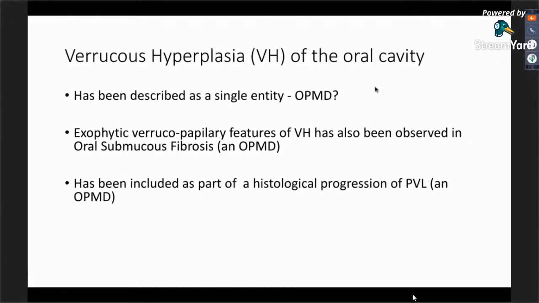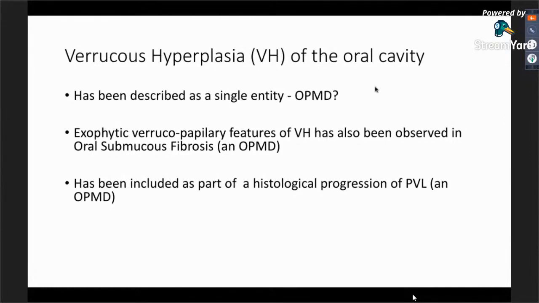Exophytic verrucopapillary features of verrucous hyperplasia has also been observed in oral submucous fibrosis. Therefore, this is part of an oral potential malignant disorder, and it has been included as part of a histological progression of proliferative verrucous leukoplakia and also an OPMD. And I think I missed it. Yeah, this is correct. One is submucous fibrosis, the other one is PVL.